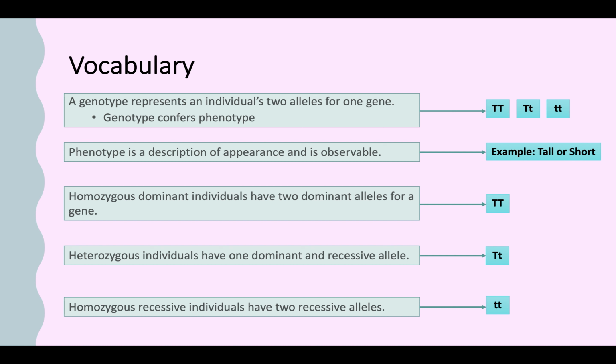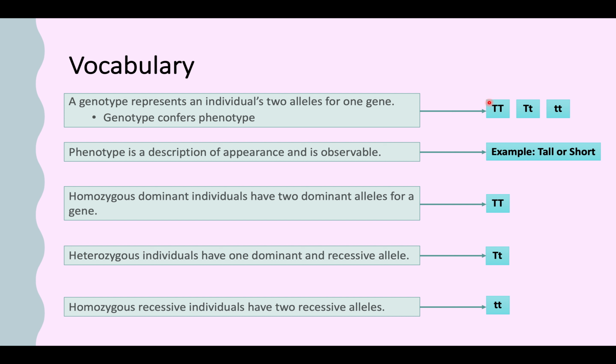So let's talk about some vocabulary words that I want you to know for the next few slides when we're talking about genetics. A genotype would be our first vocabulary word, and it represents an individual's 2 alleles for one gene. A genotype then confers phenotype, or a genotype sort of creates phenotype. In my notes, I have it written that a genotype describes genes or alleles. In this case, I'm using T's as our example of our alleles. So it basically is going to represent an individual's 2 alleles.